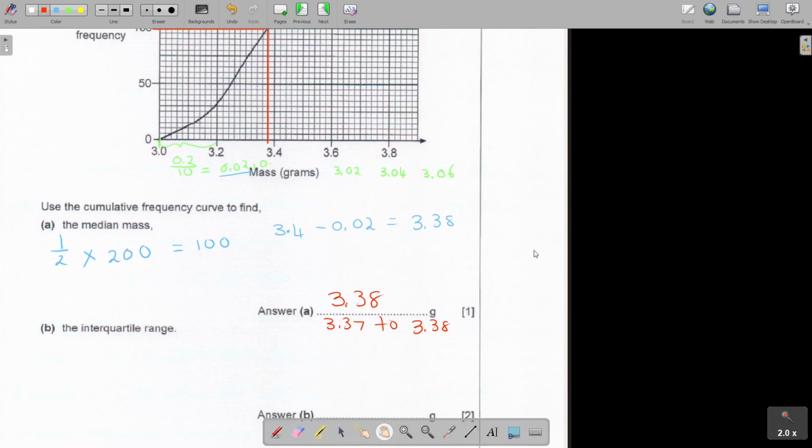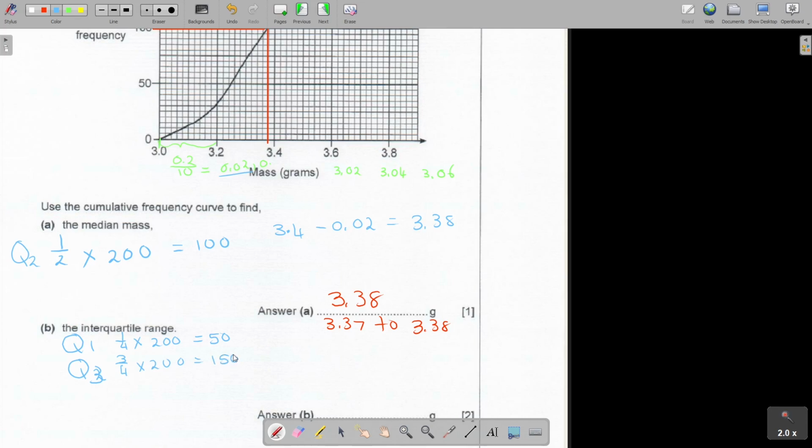The interquartile range. Now don't forget the interquartile range. I must find Q1. I must find Q3. Q2 I have, this is Q2, the median. So Q1 is a quarter of that total frequency, which is going to be 50. Q3 is 3/4 of that total frequency. And those are the places where I read it.